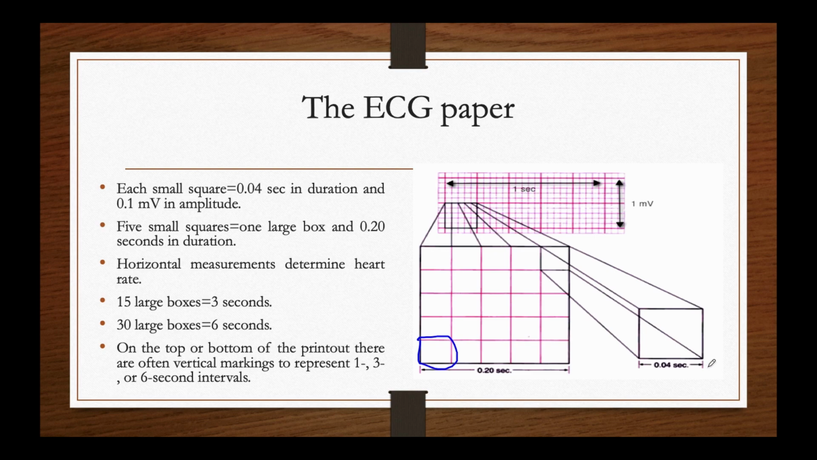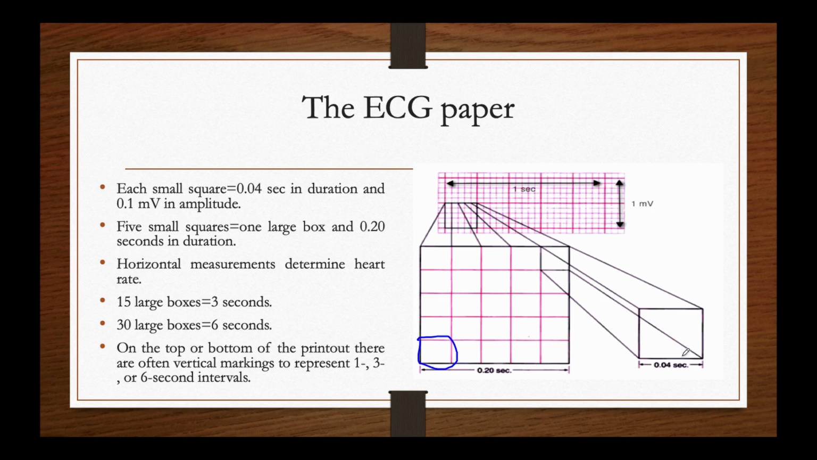This is important because we use it when we are counting small boxes for intervals. For example, when we are calculating the PR interval, we multiply the number of small boxes by 0.04 to get the duration of the PR interval. So this calculation becomes very important for us to know.